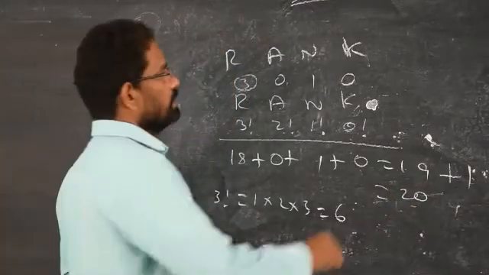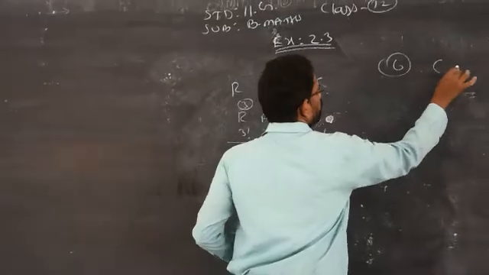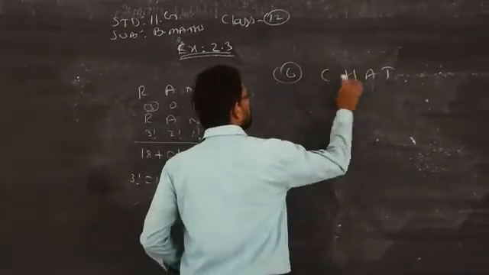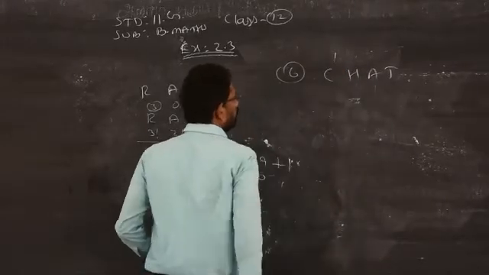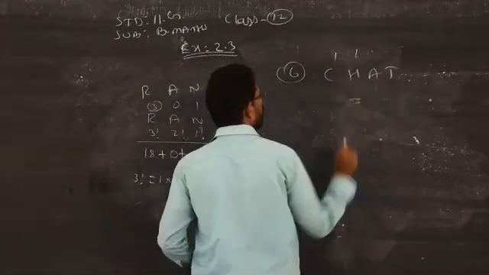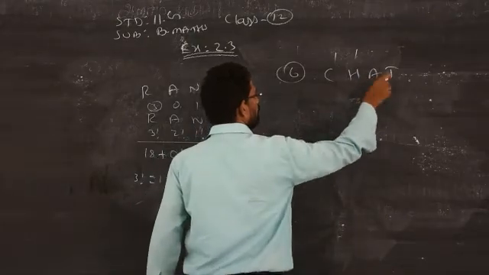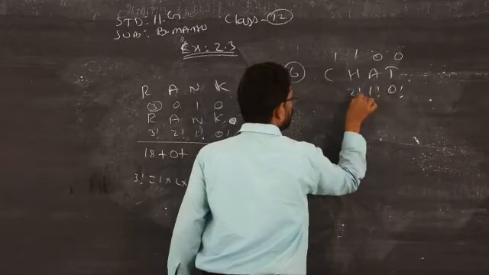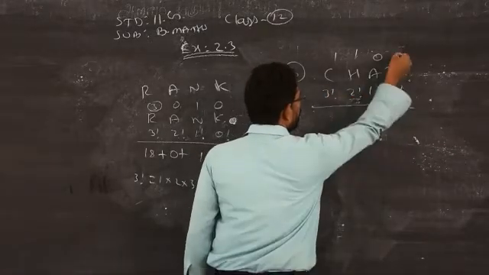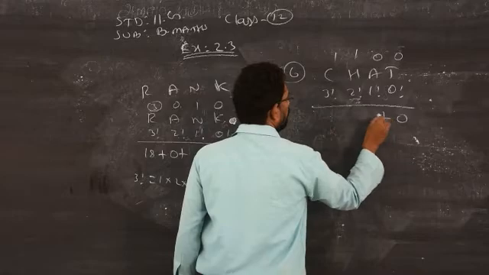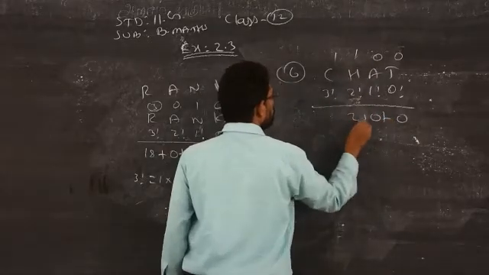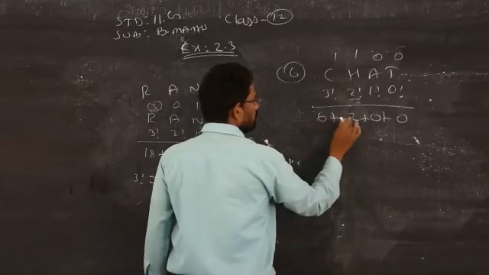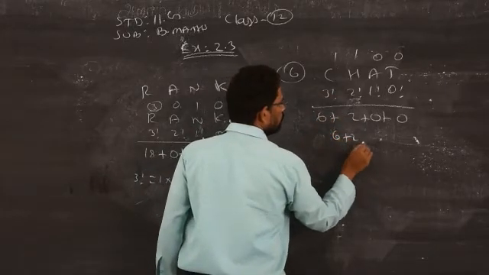Now you come to exercise sum number 6. As usual, how many letters are there less than C on the right side? 1. How many letters are there less than H? 1. How many letters are less than A? No, 0. This is also 0. Then starting from 0 factorial, 1 factorial, 2 factorial and 3 factorial. Multiply: 0 plus 0, 1 into 2, 2, 1 into 3 factorial, 3 factorial 6, 1 into 6. So 6 plus 2 is equal to 8.